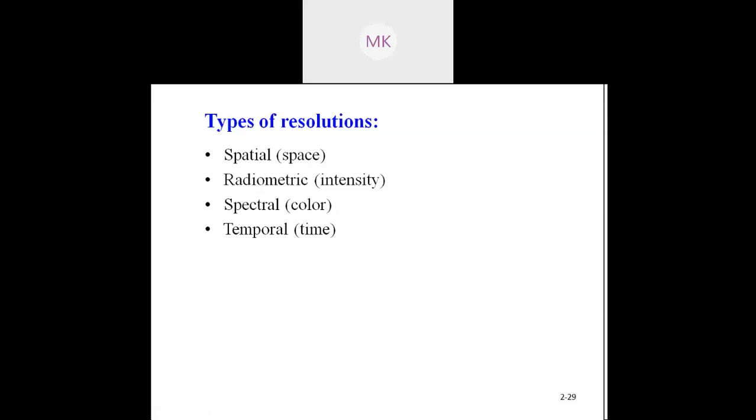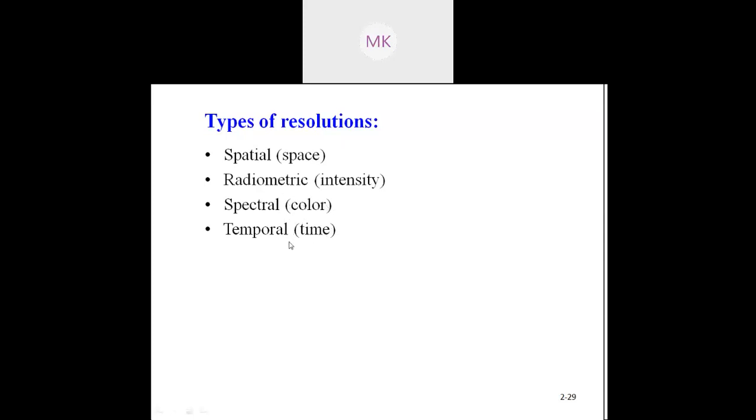Next is radiometric or intensity resolution. Intensity resolution refers to the smallest discernible change in the intensity level. So the smallest change in the intensity level is nothing but intensity resolution. We have considered the discretization, that is, assigning discrete values regarding the number of samples used to generate the digital image. In case of spectral or color resolution, it is the smallest discernible change in the color.